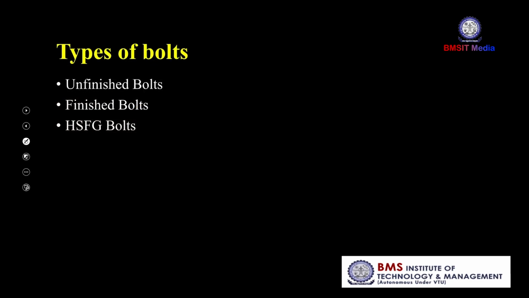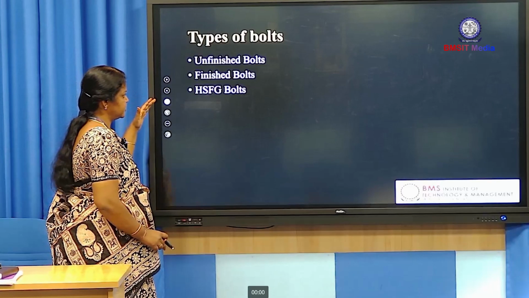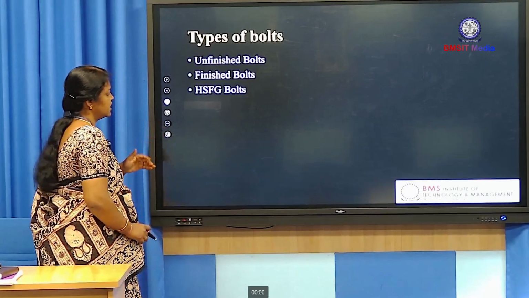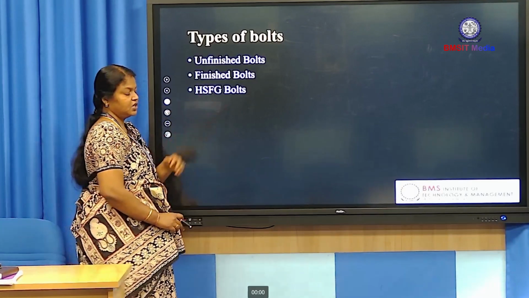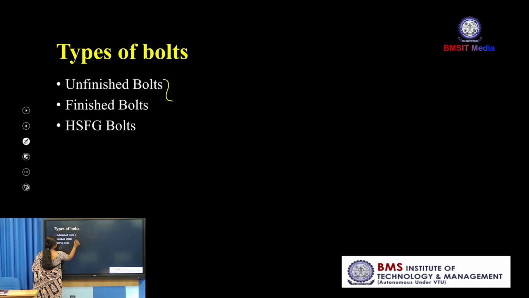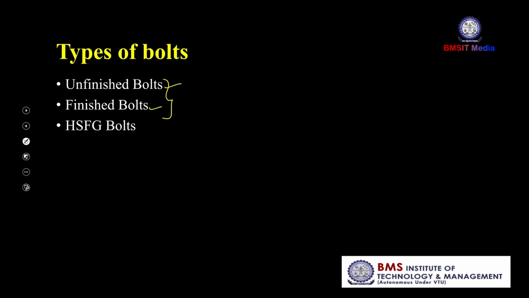3 types of bolted connections are there. The first ones are unfinished and finished, and another one is the high strength friction grip bolt. These two are similar, differentiated based on the finishing quality. The surface finish is very good in the finished bolt, and the surfaces are very rough in the unfinished bolt.